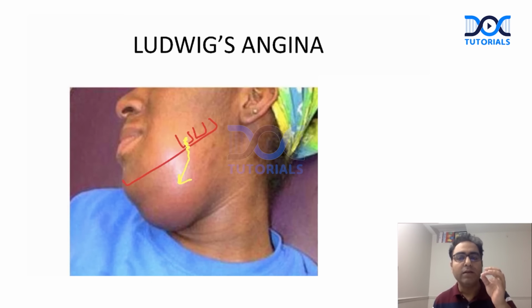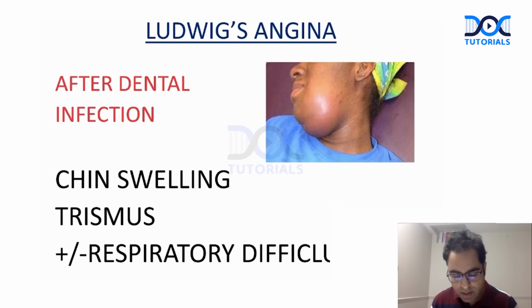So the clinical story will always start with a dental infection in this case. Dental infection leading to chin swelling, trismus, and possibly respiratory difficulty. Chin swelling and trismus after dental infection will be Ludwig's angina. My dear friend, parapharyngeal abscess is also commonly due to dental infection, but in parapharyngeal abscess there is no chin swelling. The swelling is close to the angle of mandible. So, two questions after dental infection.